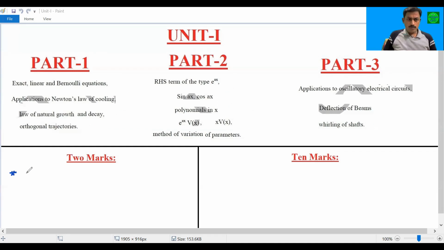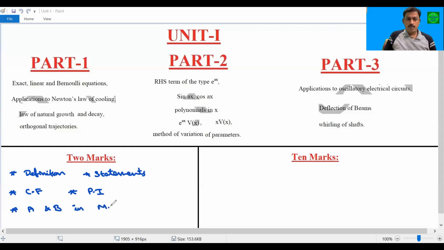For 2 marks, we have to study all the definitions in this unit as well as statements of Newton's law of cooling, natural law of growth or decay. And we have to concentrate more on finding CF or finding PI, and sometimes they may ask finding the A value and B value in method of variation of parameters.